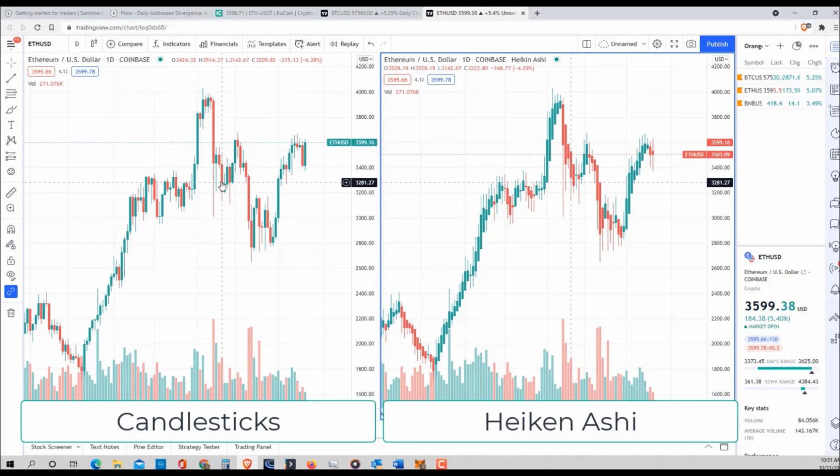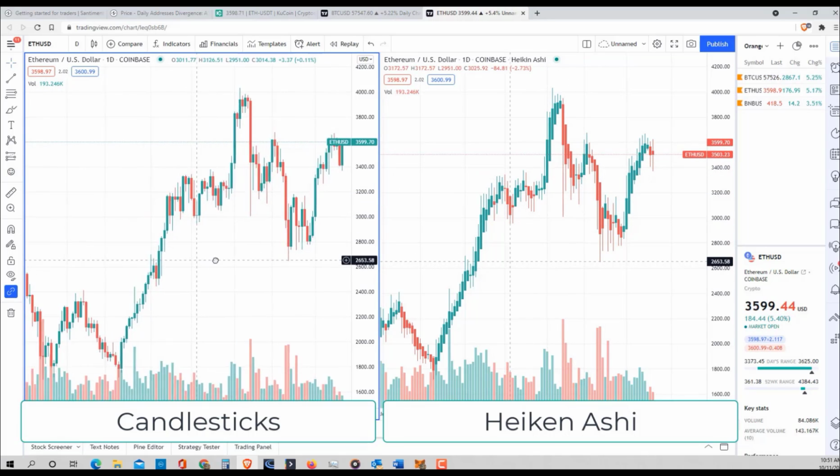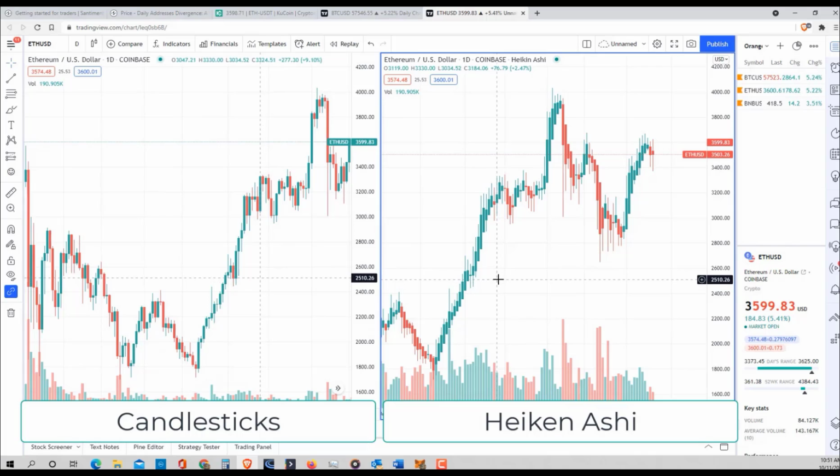But look what Heikin-Ashi does. It keeps you in pretty much all the way to the bottom. Whereas here you're getting whipsawed, in, out, in, out, in, out. Now look at this uptrend here.